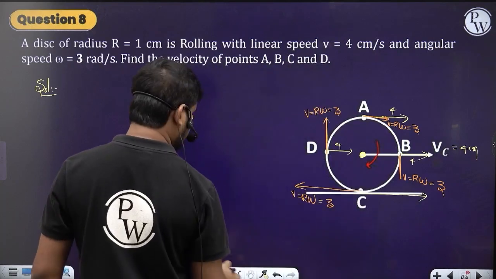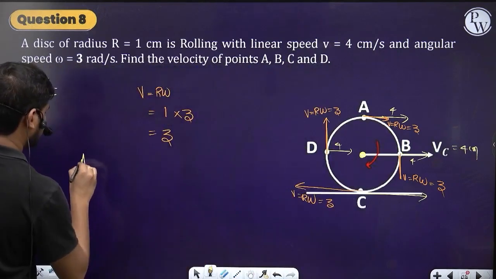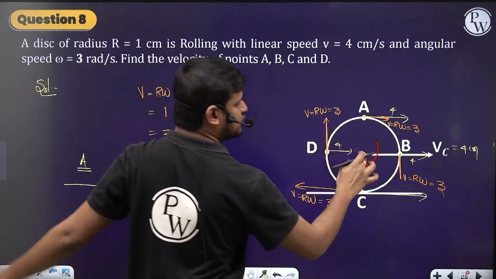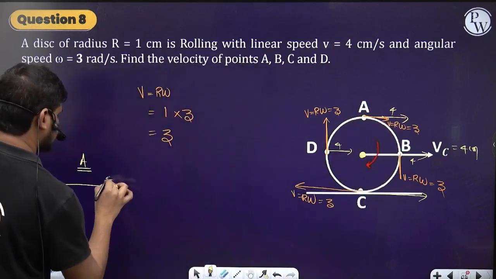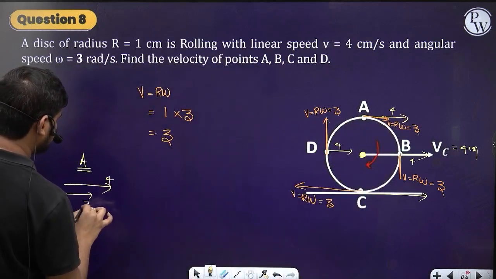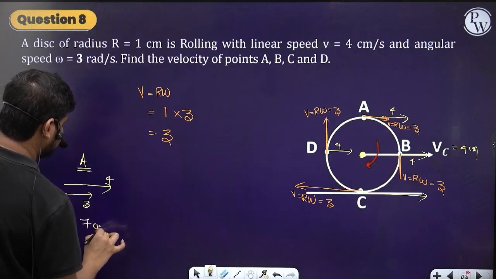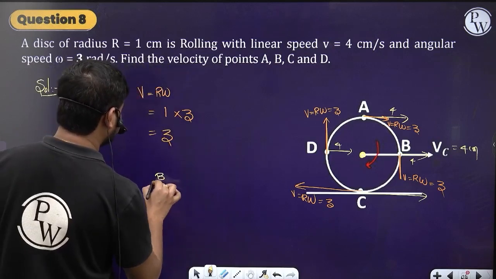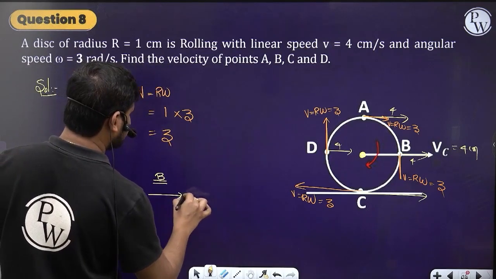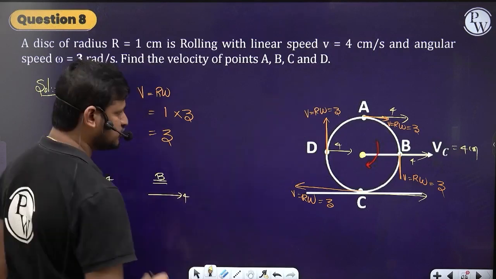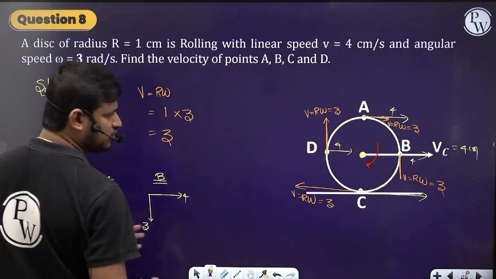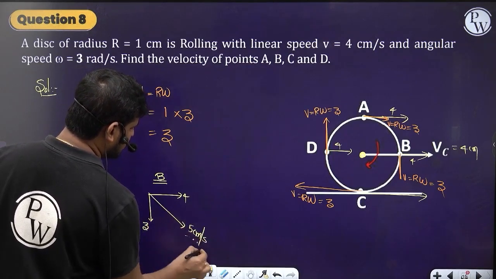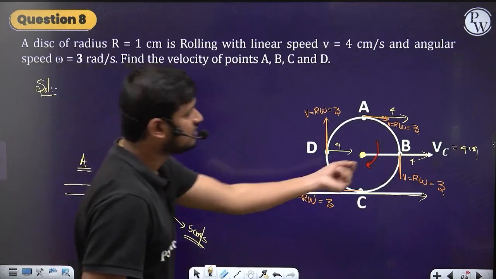Now if you observe at point A, 4 is the velocity due to the center of mass moving, so 4 to the right side, and then 3 is due to the rotational motion. Total 7 centimeter per second. At A the velocity is 7 centimeter per second. Now at B, 4 centimeter per second due to the center of mass translation motion, and 3 centimeter per second due to the rotational motion. So the resultant will be 5 centimeter per second. So the final answer is 5 centimeter per second for point B.